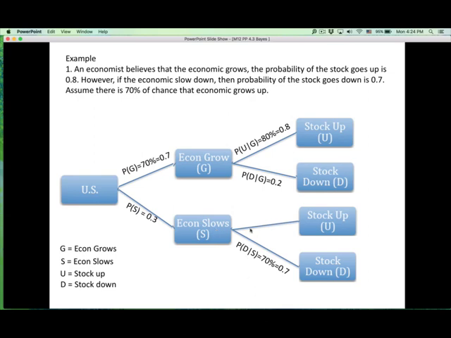Okay, and then I want you to try to figure out what this one is. Make sure you write it down as a conditional probability. You should have the probability that the stock goes up given that the economy slows. That will be equal to 0.3. Right now we just used the tree diagram to present all the information from the question.